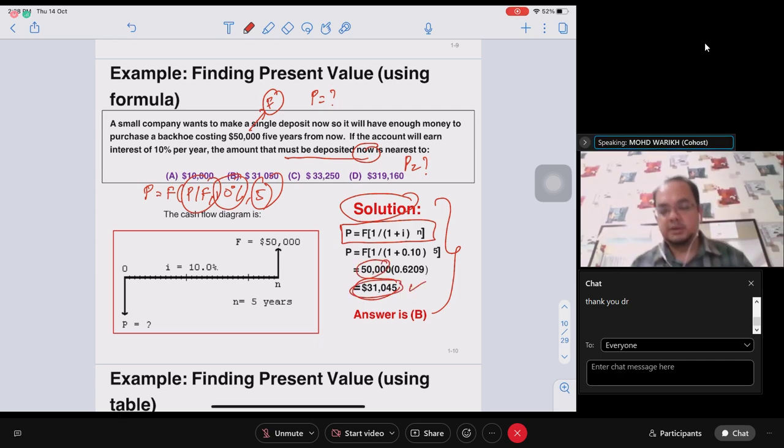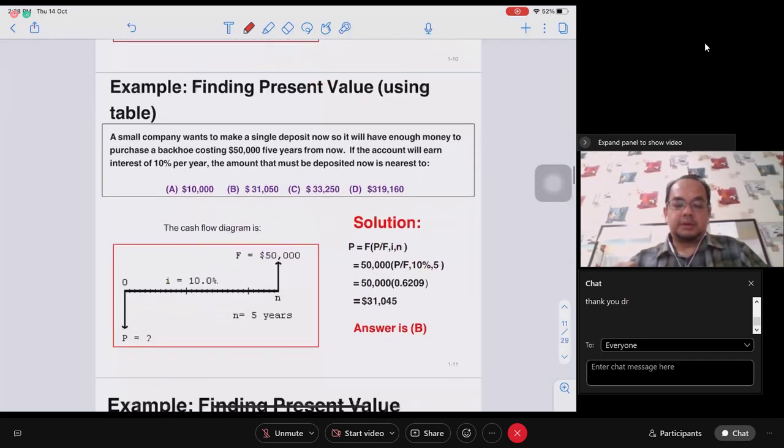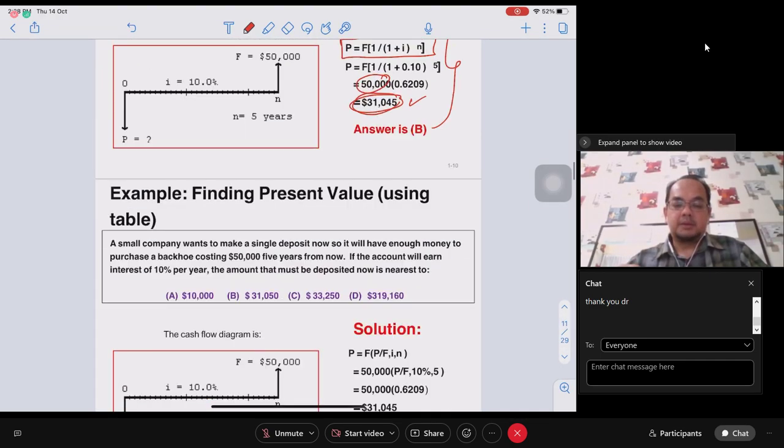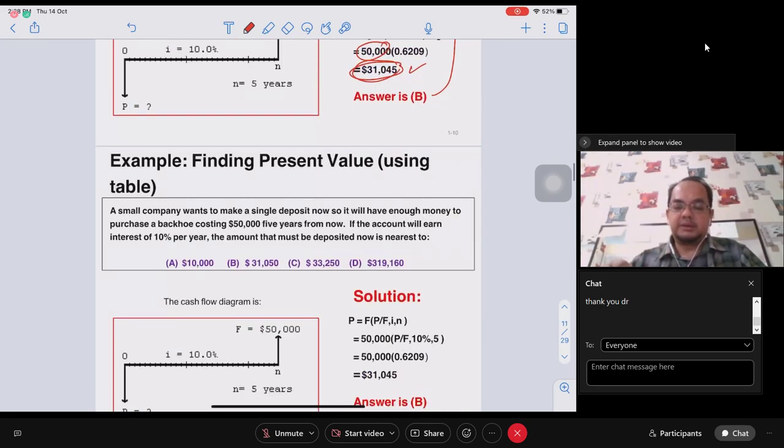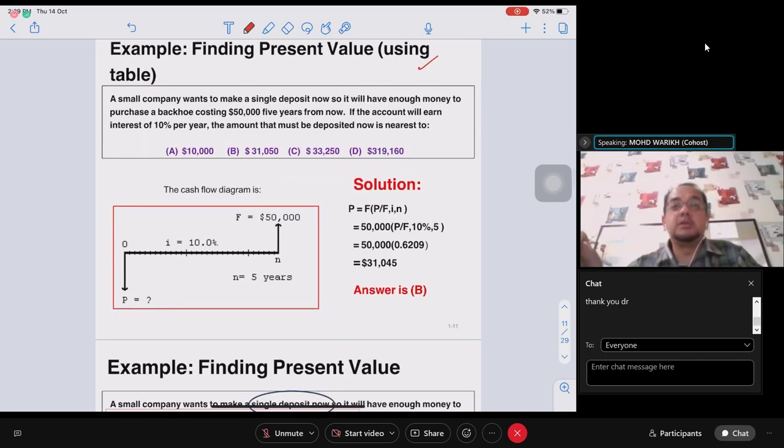31,045 ringgit. So this one is using the formula, same as discussed, and then using the table. No problem, you can use either one. But to me, to save time in solving the problem, please use the table.